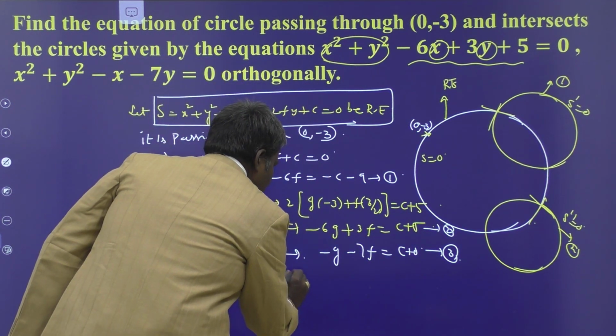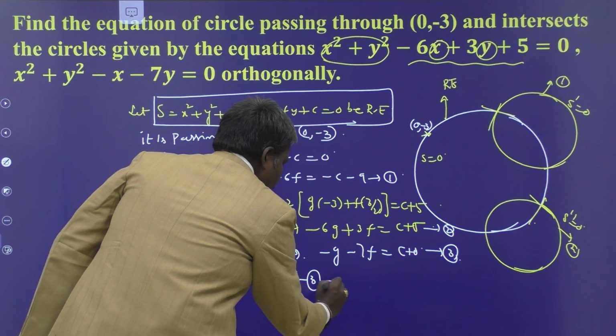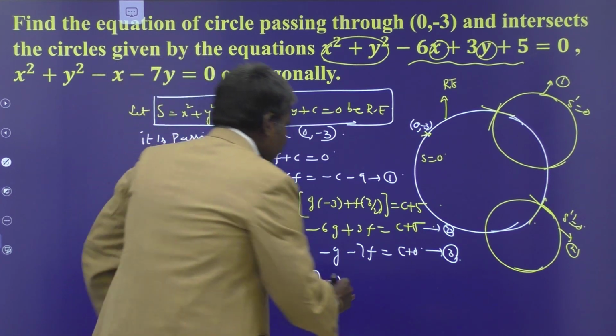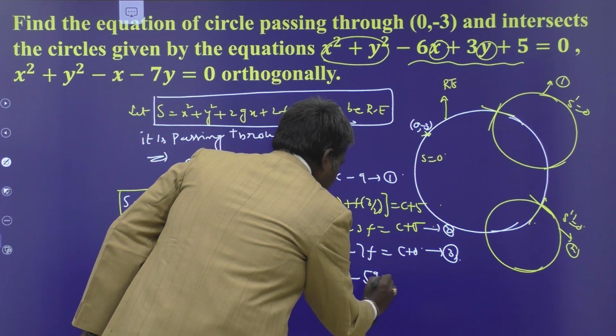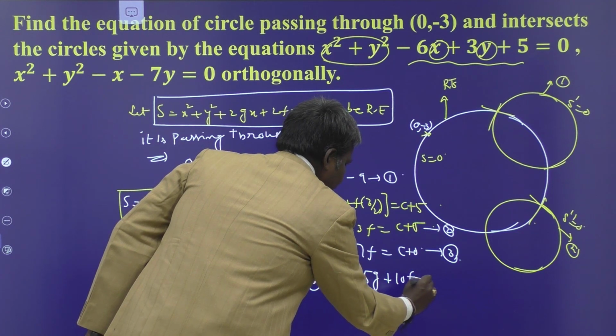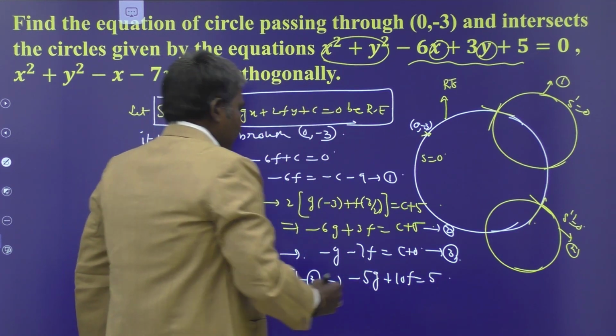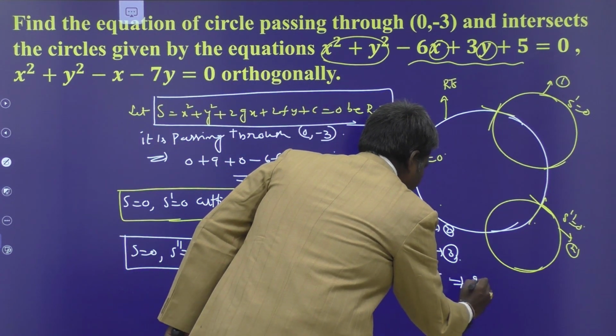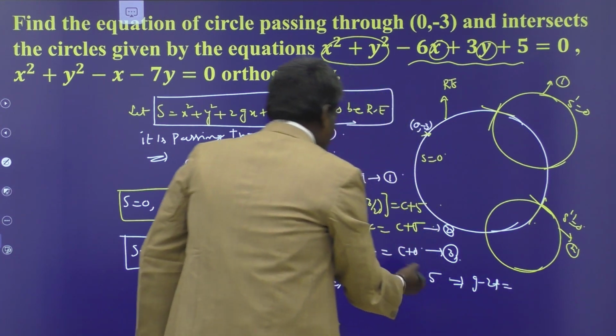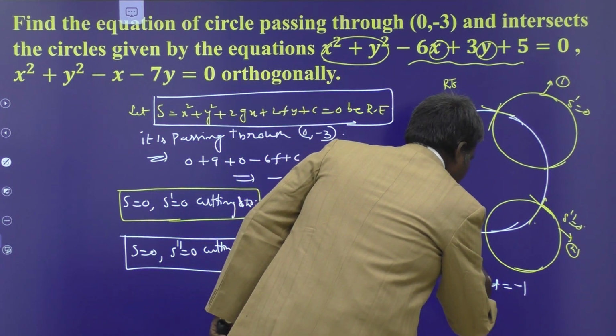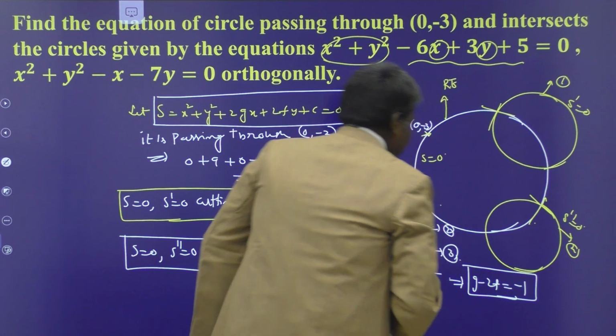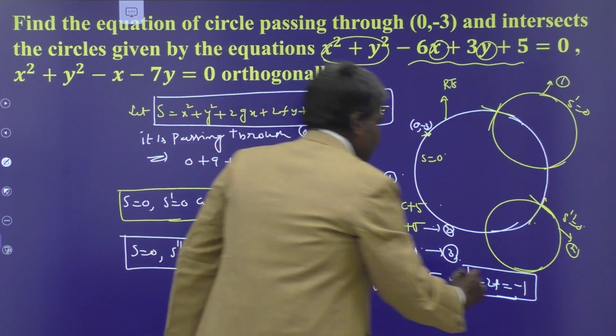2 minus 3, what happened? 2 minus 3 implies minus 5g plus 10f is equals to 5. We mean g minus 2f is equals to what? Minus 1. G minus 2f is equals to minus 1. This is the equation number 4.